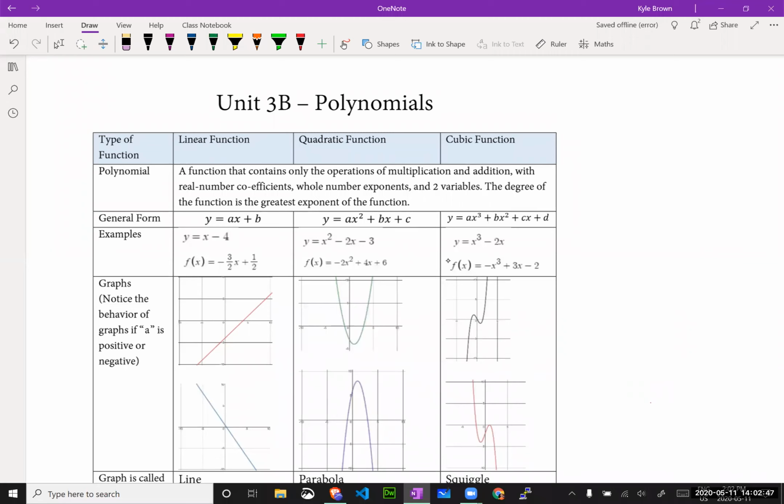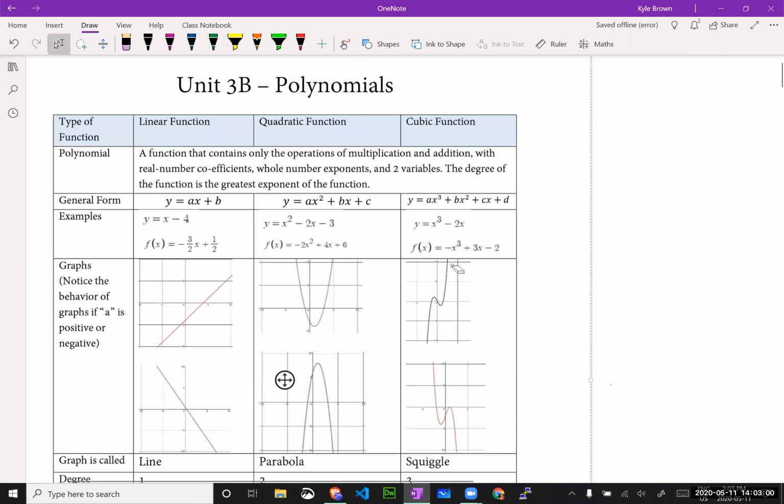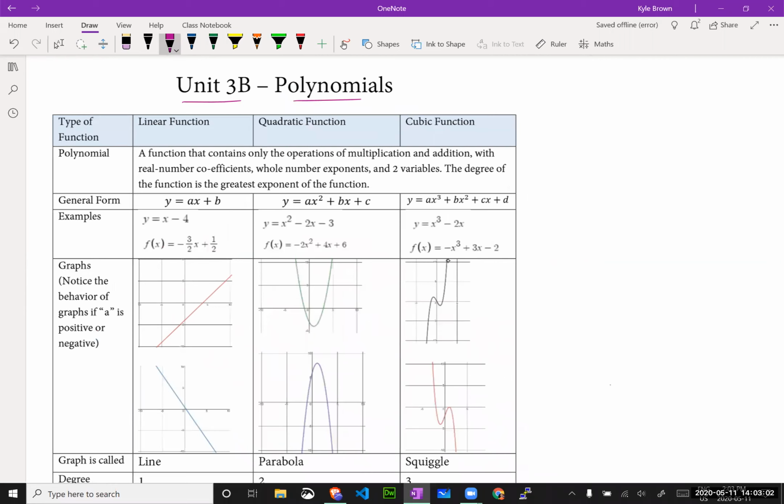And then last year we did quadratic functions, right? And that was this. So that would have been these parabola shapes. We had a whole unit on those parabolas and how they behaved. So now the new part of this, we're just throwing in the next one up. So these are all types of polynomials.